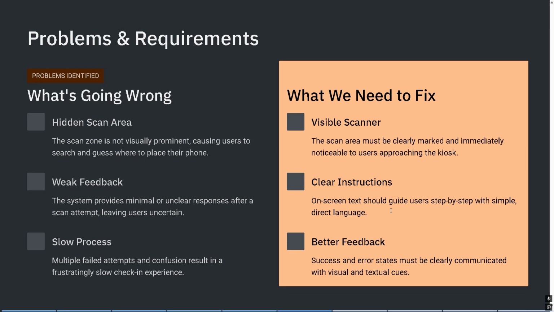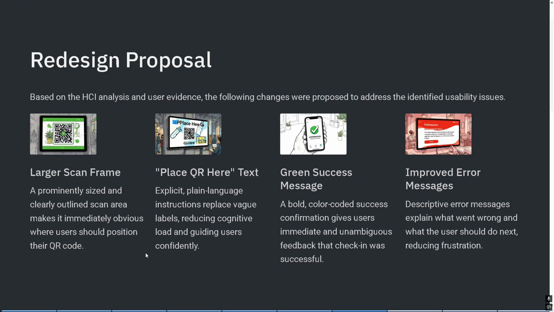So here is a summary of what we've discussed before. We have a hidden scan area, and we have really little to no feedback, really bad feedback. The system provides no response after scanning, and we have a slow process. This is a huge issue when someone needs to scan once and twice. This creates a jam. Most of the time, employees need to interfere, fix the code, then actually make it work again. This causes a lot of latency and unneeded interference. So what we need to fix is make a visible scanner, make clear instructions, and make better feedback.